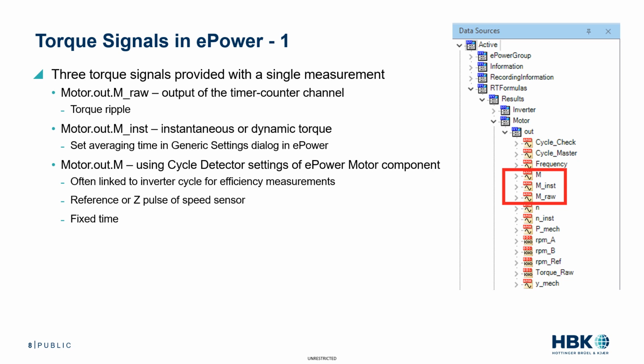Motor.out.mraw is the direct output of the timer counter channel. The update rate of this signal is the measuring time for the timer counter channel. This is the proper signal to use for torque ripple investigations.